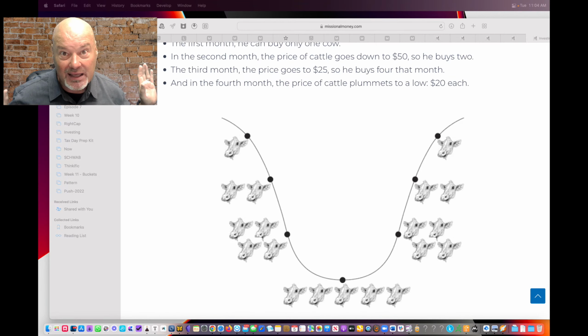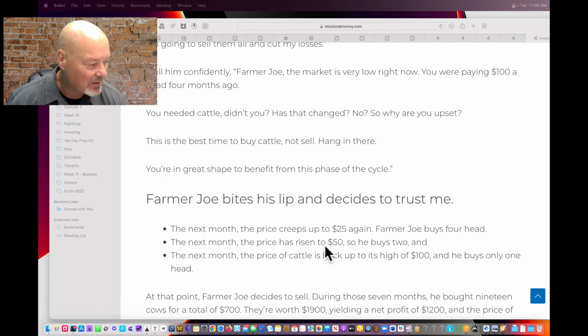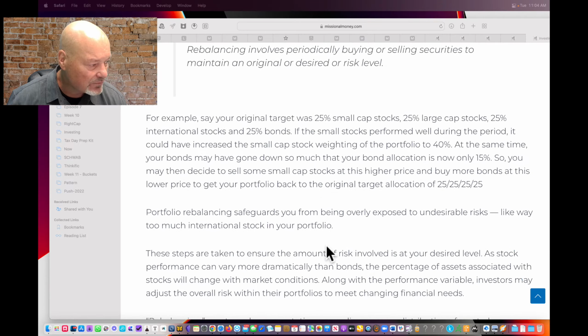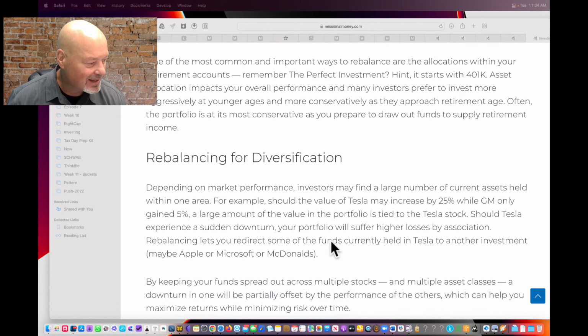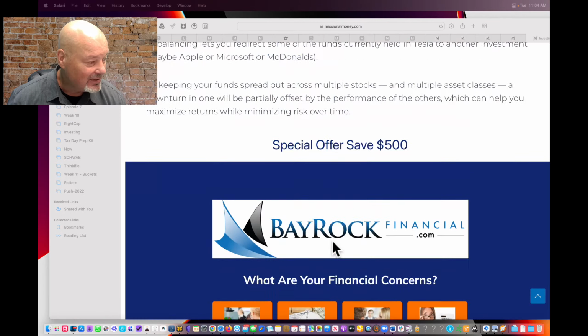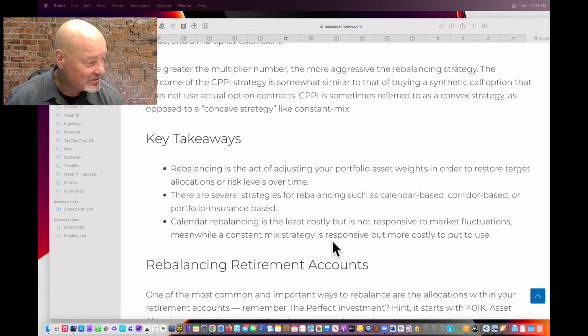Now I want to highlight portfolio rebalancing because it's similar to dollar cost averaging. And it's the last strategy we're going to talk about today. Portfolio rebalancing. Do I have any pictures? Doesn't look like I need more pictures. I don't have any pictures, I'm sorry. So let me just tell you how rebalancing works.